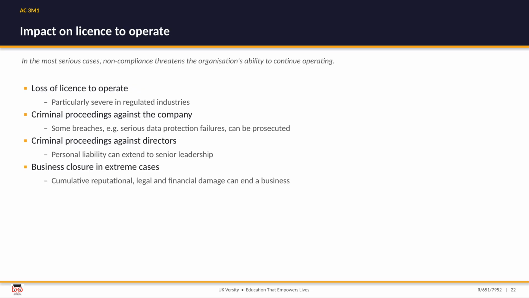In the most serious cases, non-compliance threatens the organization's very ability to keep trading. A business can lose its license to operate, which is especially severe in regulated industries. Some breaches, such as serious data protection failures, can lead to criminal proceedings against the company, and personal liability can even extend to individual directors. And in extreme cases, the cumulative reputational, legal, and financial damage is enough to close the business altogether. These are the stakes at the very top end of the scale.